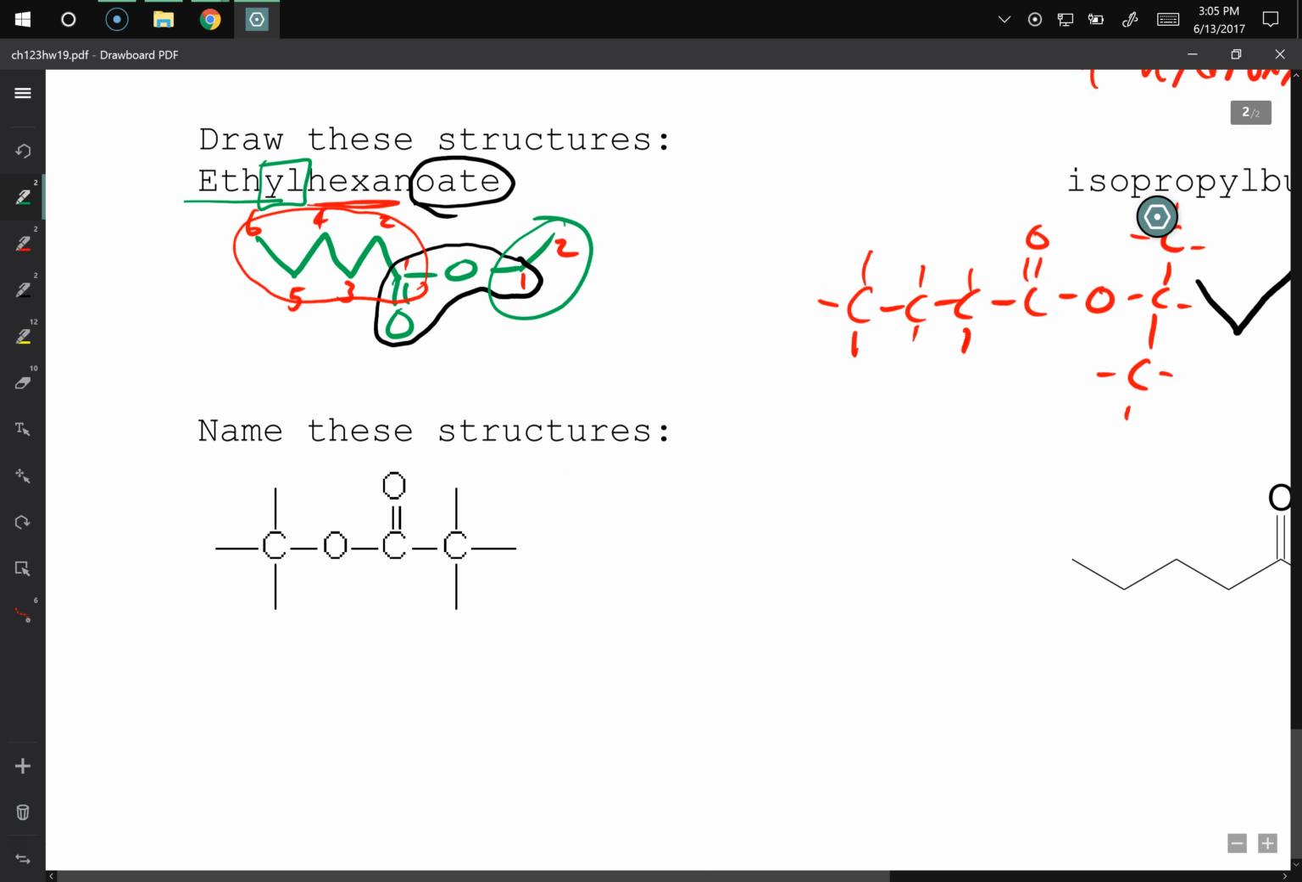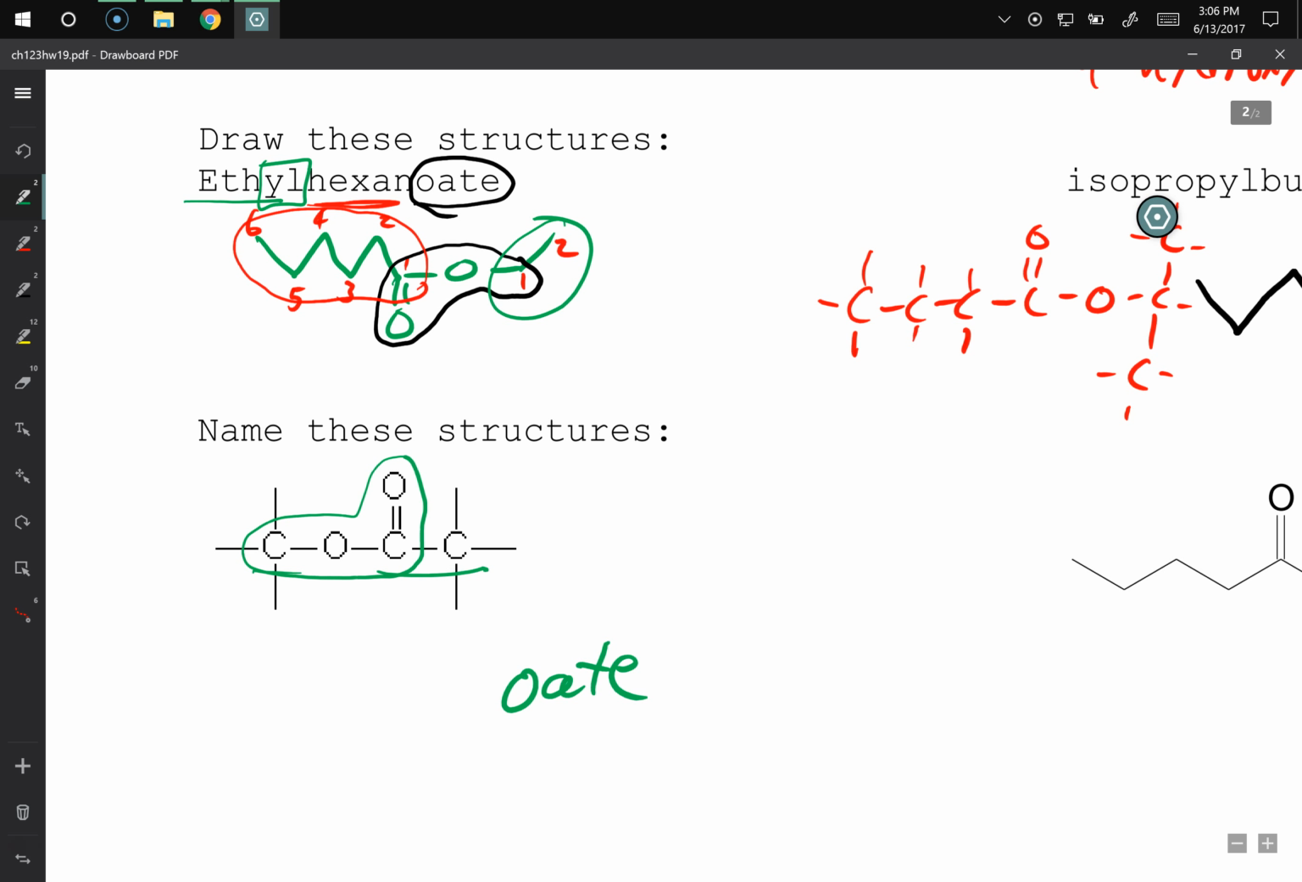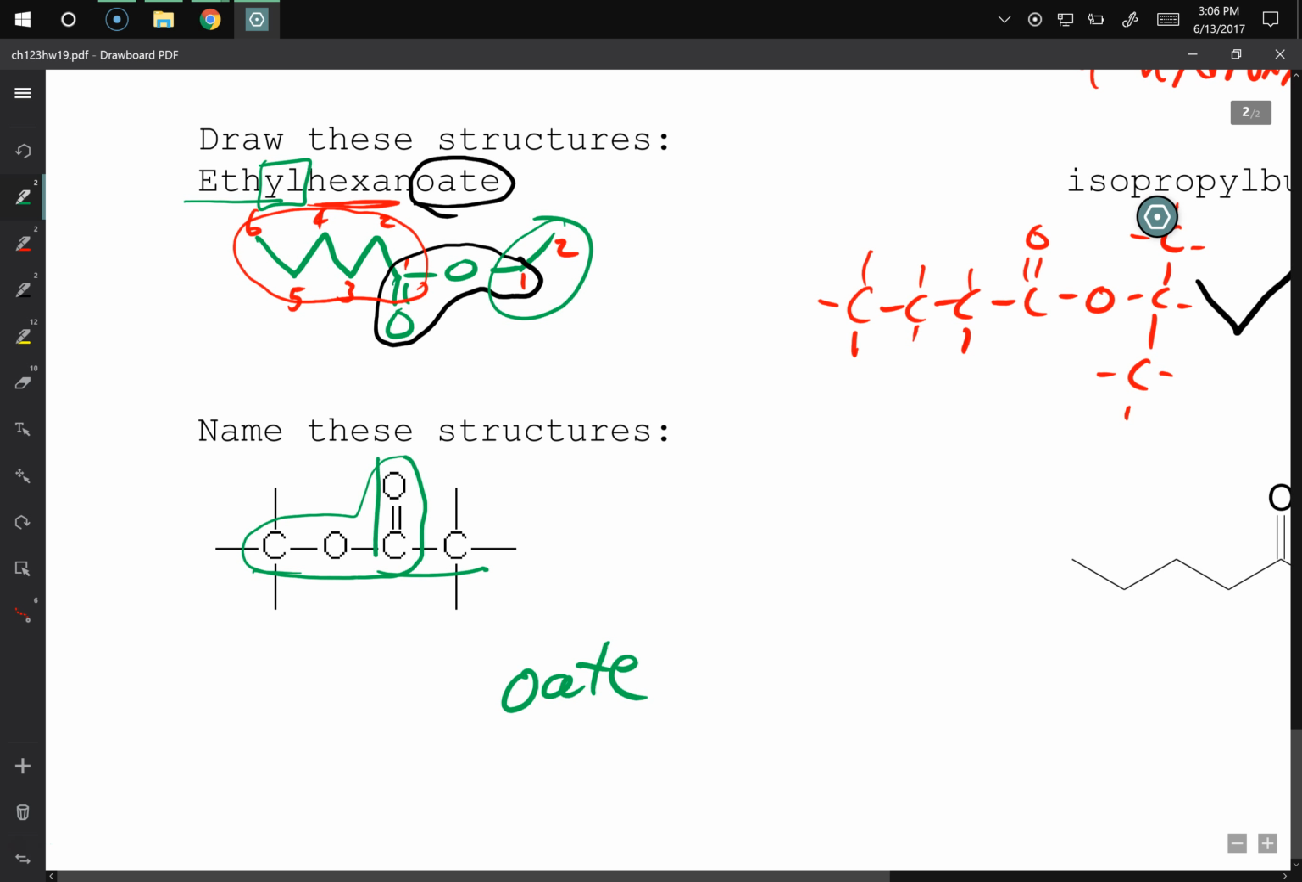Alright, what do we got here? 2 carbons, 1 carbon. What's this thing right here? An O8. So it's an ester. What's the longest continuous carbon chain? Is that really the way you should ask that? What's the length of the carbon chain that has the double bond O in it? That's actually how you do it.